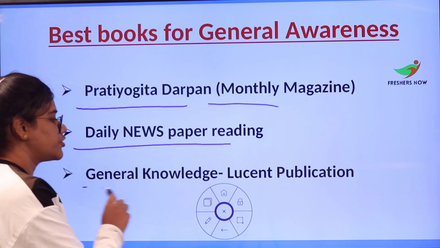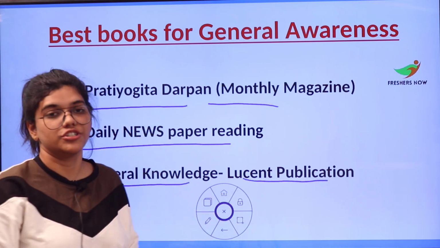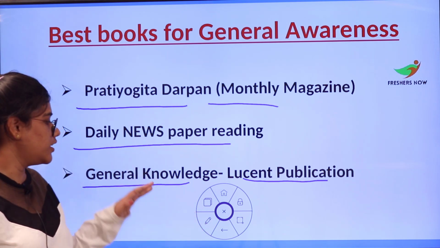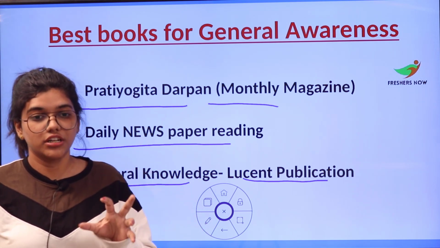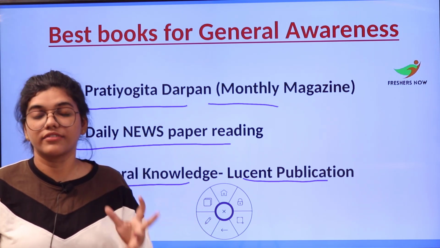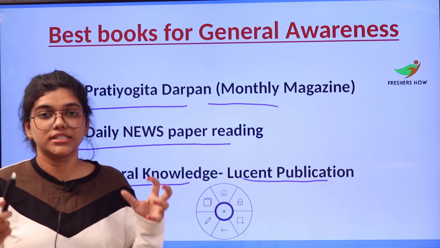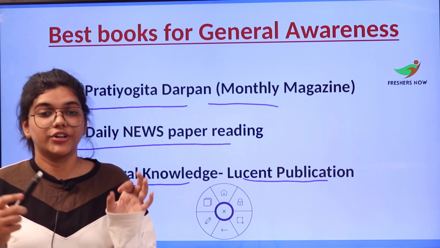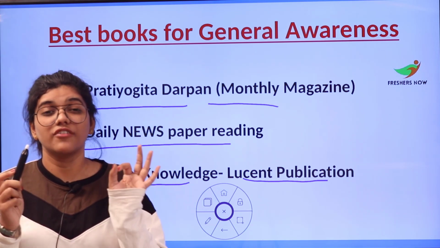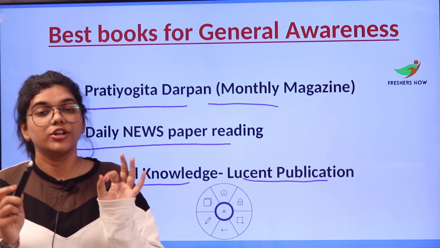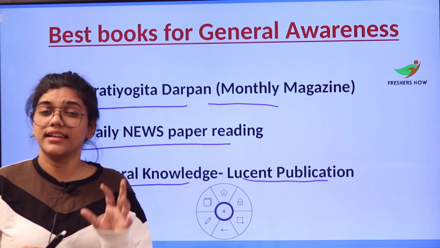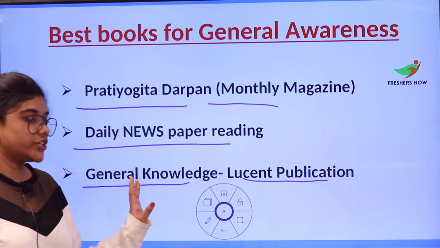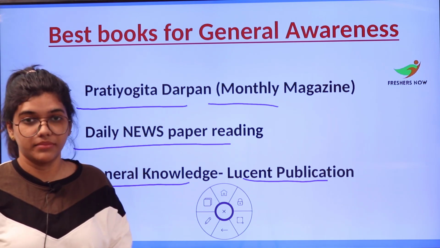Number 3 is General Knowledge by Lucent Publications. So Lucent Publications have released a book called General Knowledge. In this particular book, you will have comprehensive material, and the content is very informative as well. This book is divided into different sections, it has a very systematic approach to your preparation, and it also enhances the level of your preparation. So don't forget to check out the General Knowledge book by Lucent Publications.